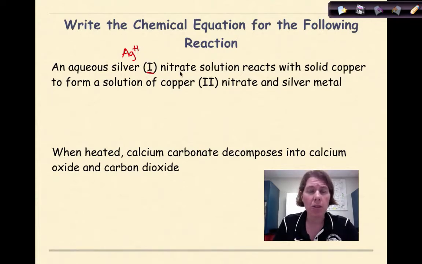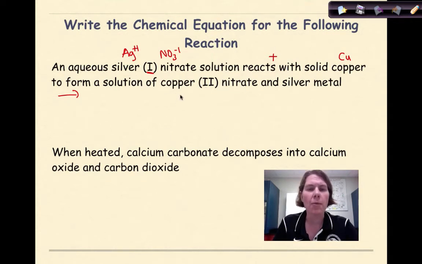And then I go to table E and I look up nitrate, and that is NO3 minus 1. Reacts with, that's going to be a plus sign, solid copper, which just means copper metal, so I'm just going to represent that with a Cu. To form, that'll be my arrow, and then a solution of copper 2 nitrate.